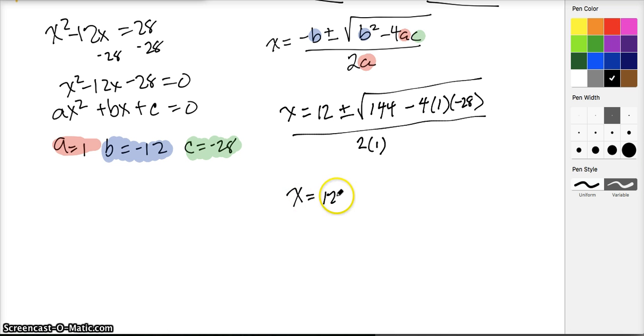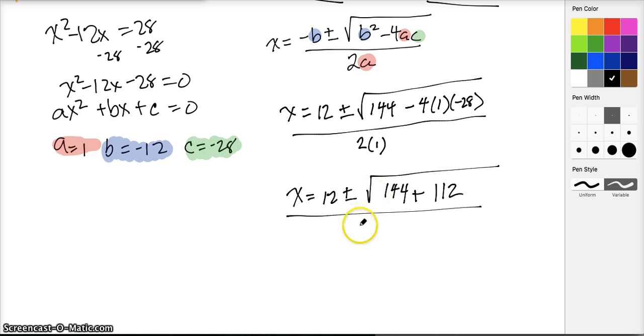So x is equal to 12 plus or minus the square root of 144 minus 4 times 1 times negative 28. We're going to end up adding this because this is a negative times a negative. So it's going to be 144 plus 112, all of that over 2. And when I simplify under the radical, 144 plus 112 gives me 256, which is a perfect square. It's 16 times 16, I believe.